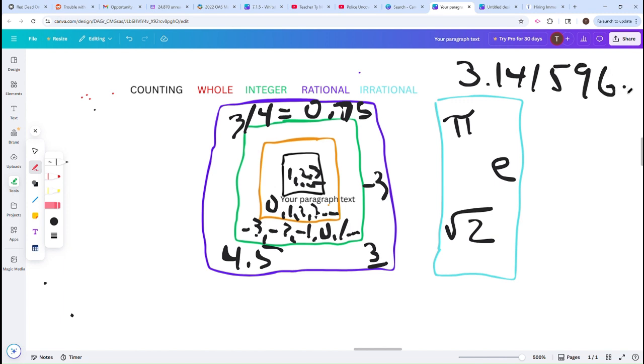3.141596, blah, blah, blah. Now, E is a measurement in super duper calculus. I won't get into it. And all I know of it is that it's 2.787, I believe. And it goes on and on forever.